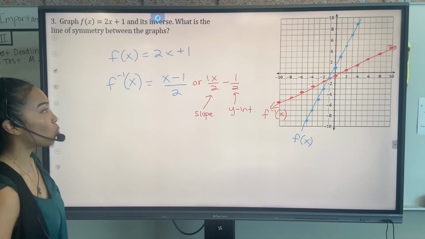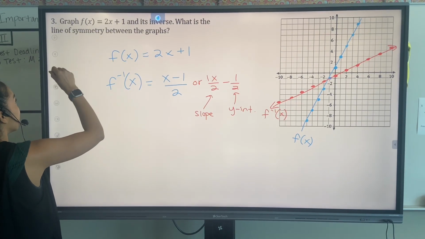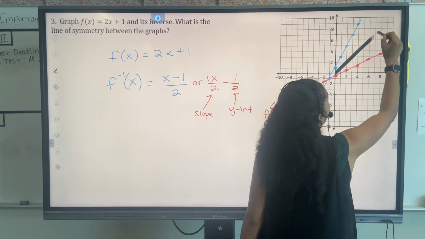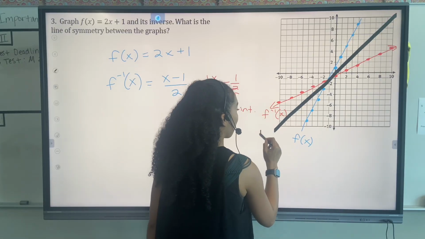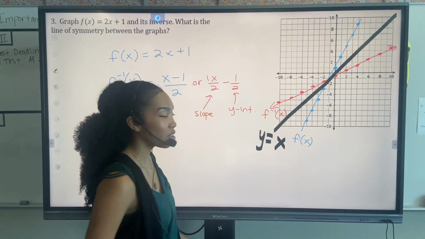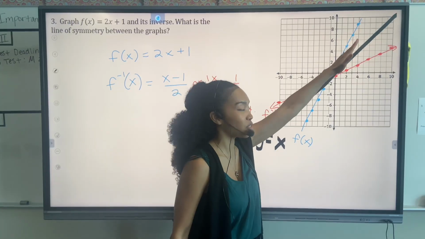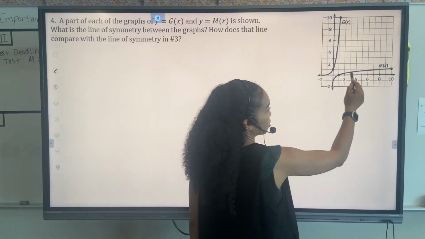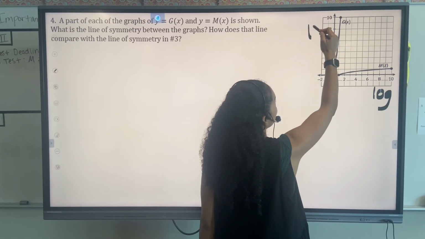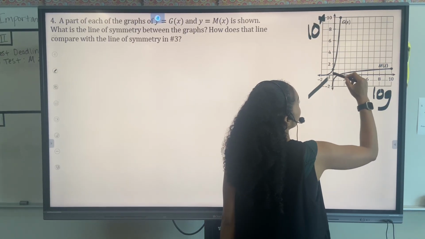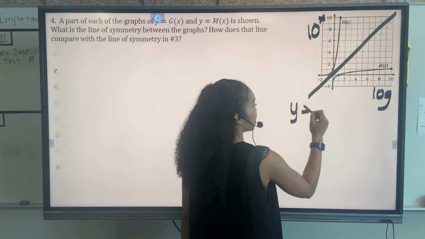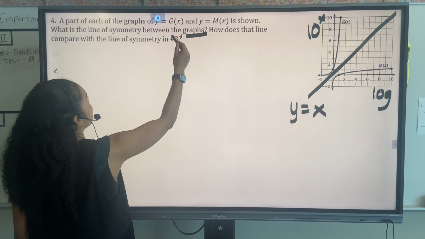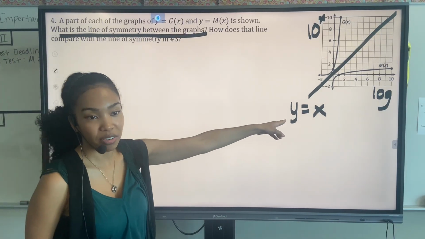Do you guys remember what line it reflects across? X. Yep, y equals x. All inverses reflect across this diagonal line, which is y equals x. This one is your log function. This one was that exponential function. This is the diagonal line, y equals x. So what is the line of symmetry between the graphs? It's always y equals x if they're inverses.